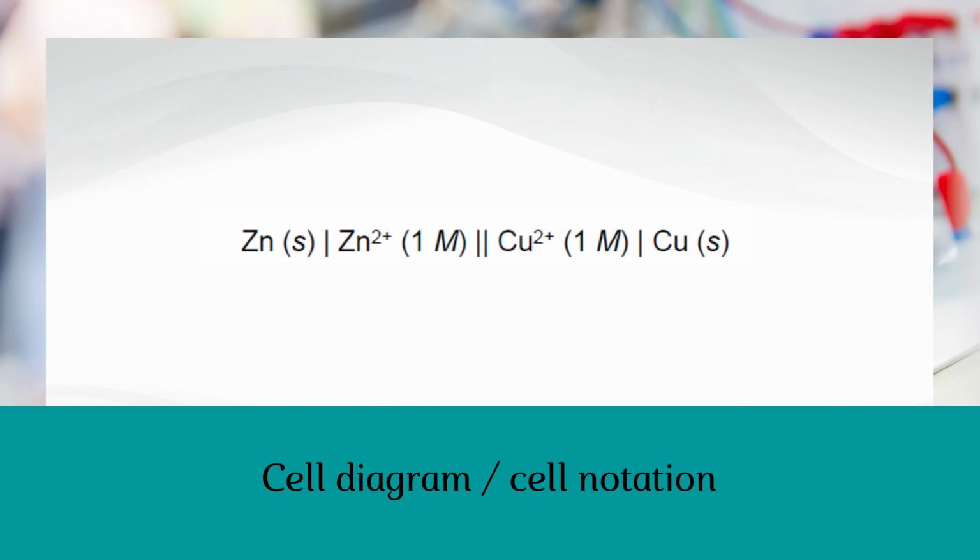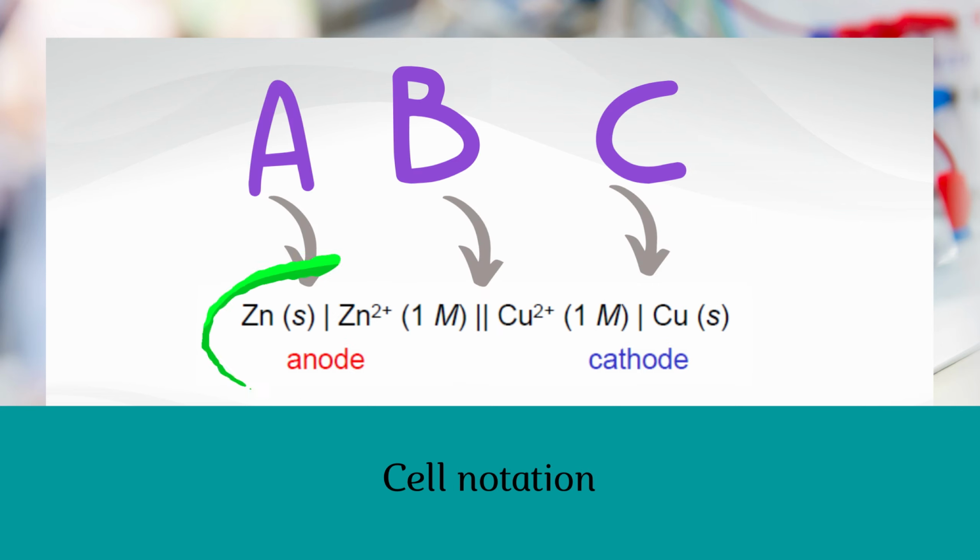Now we move to the cell diagram, or we call it cell notation. Cell notation is a shorthand notation to represent the redox reaction of an electrochemical cell. From the cell notation, the anode where the oxidation occurs is placed on the left side of the double line.